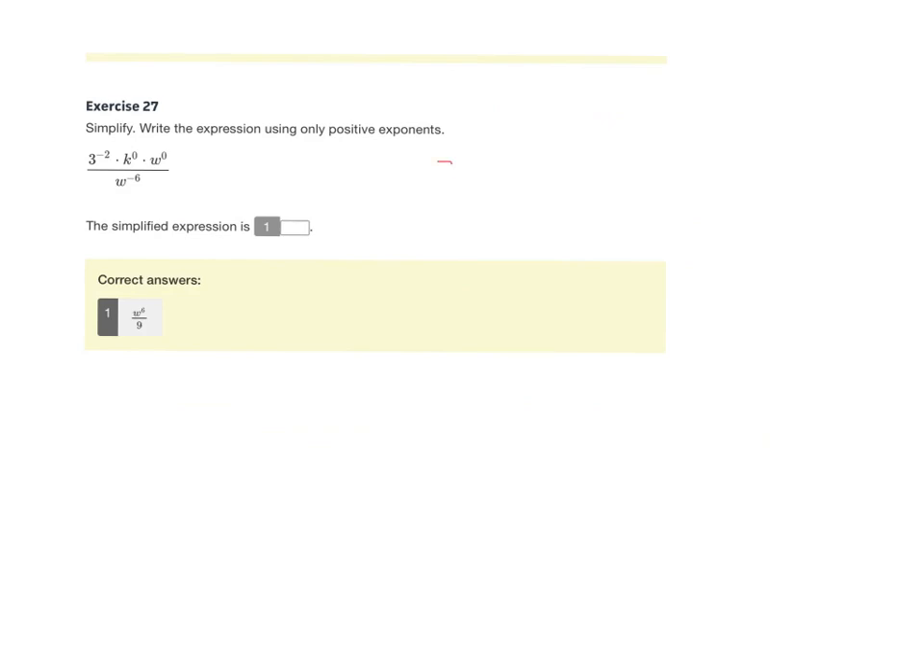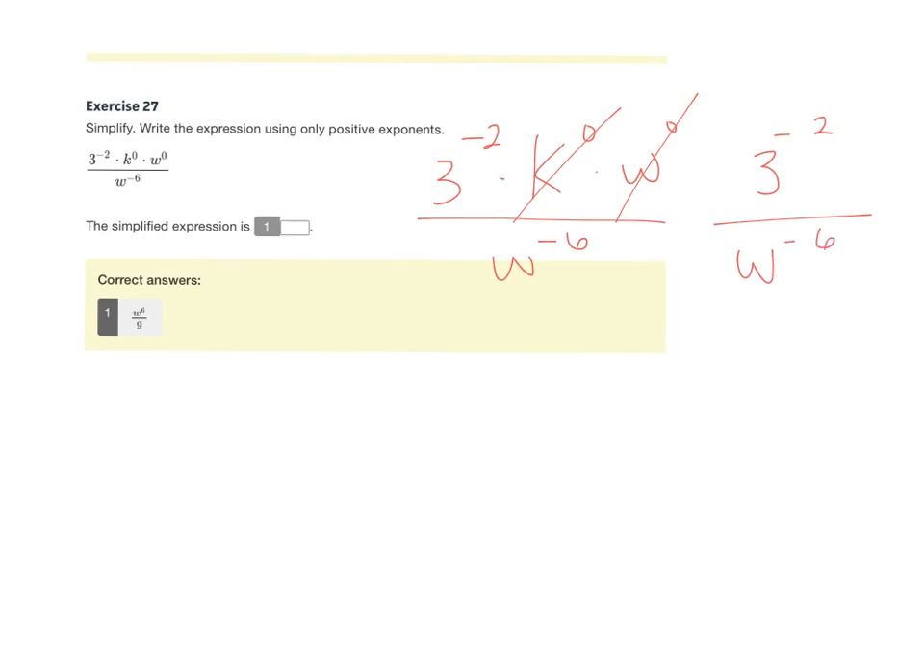The last one on our homework is 3 to the negative 2nd times k to the 0 times w to the 0 all over w to the negative 6th. Now, what is anything to the 0? K to the 0, that's 1. W to the 0, that's 1. 1 times 1 is 1, and 1 times 3 to the negative 2nd is just going to be 3 to the negative 2nd. And then we have w to the negative 6.